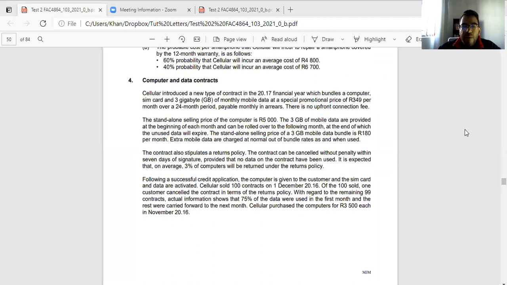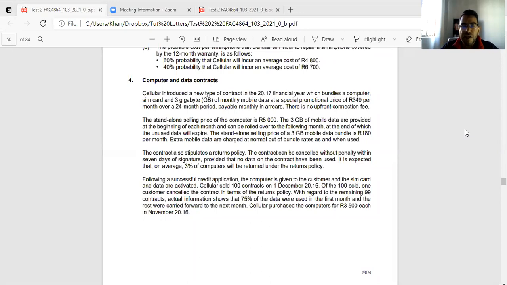So that 24 months is quite a big difference. So the timing difference between the transfer of the promised good or service versus the consideration received, there is a timing difference. Is the timing difference significant? 24 months is significant, so that will give rise to a significant financing component. As a result, that allocation price of the computer will have to be reduced for the financing component. So just take note of that.